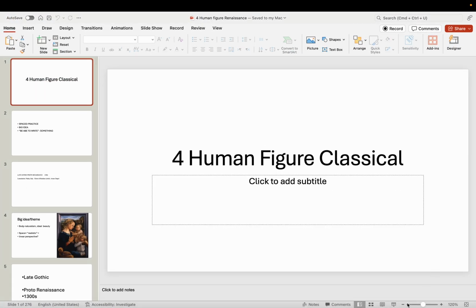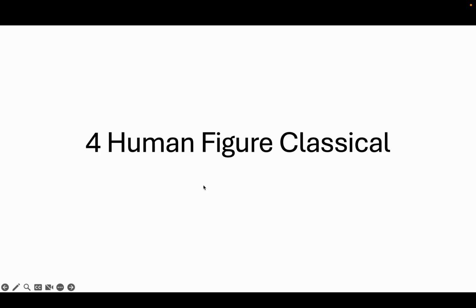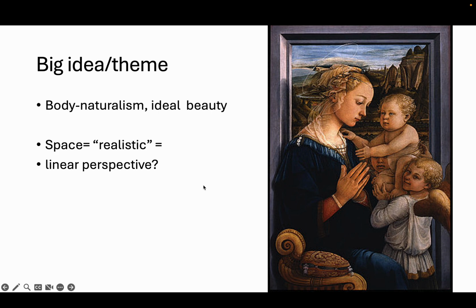Figure with the Renaissance, focusing on the classical human figure. Okay, we want to keep with the theme this time of naturalism and beauty and the Renaissance classical human figure. When you look at the works of art, just to keep it simple, try to focus on the body, naturalism, beauty, like this one here, and the space. Is it realistic? Is it linear perspective? We did stylized yesterday. Let's go with the classical human figure.